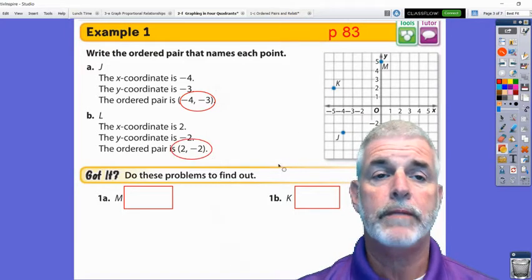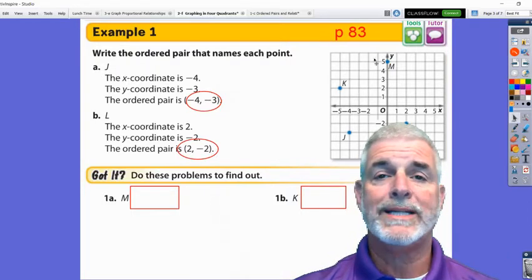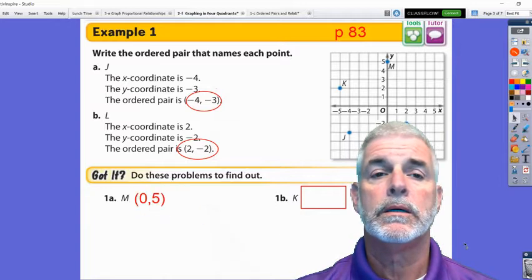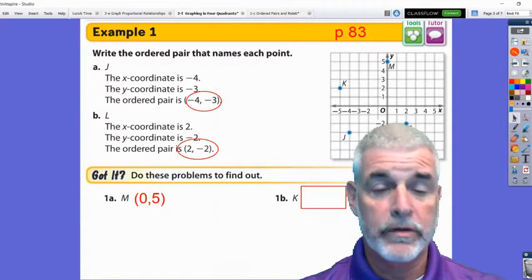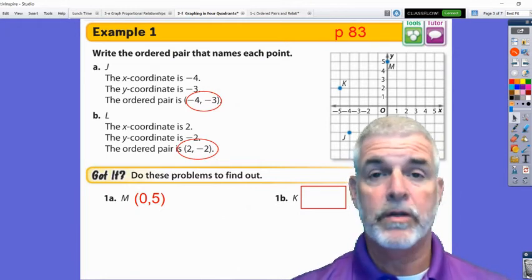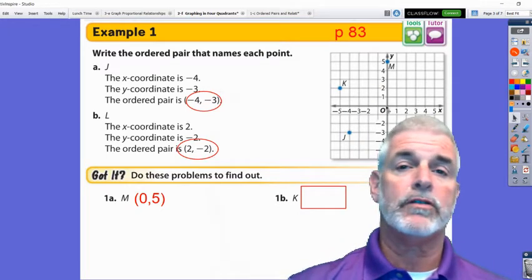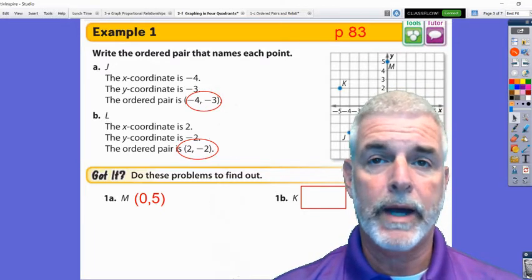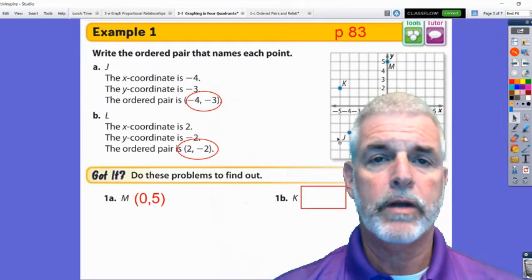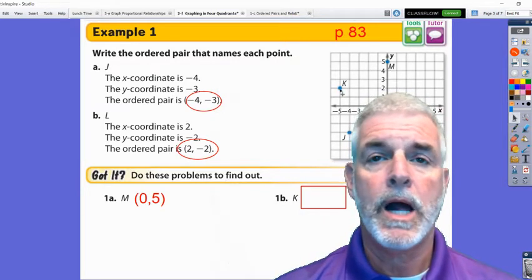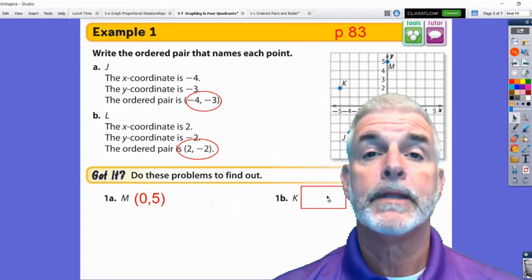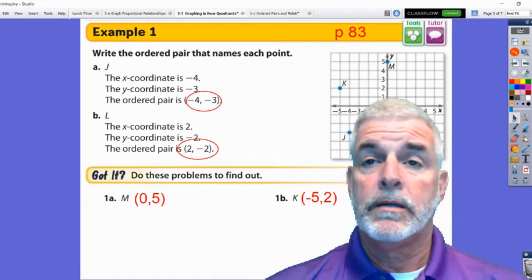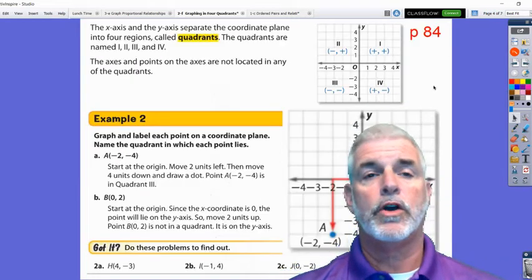What are the coordinates of point M? 0, 5. These are ones that frequently get mixed up when there's a point on the y-axis or the x-axis. So just remember, you're going left and right first, and if it's on the y-axis, you didn't go left or right at all. The x-coordinate is 0, and the y-coordinate is 5. Point K is -5 and 2. You can go the other way around, of course.